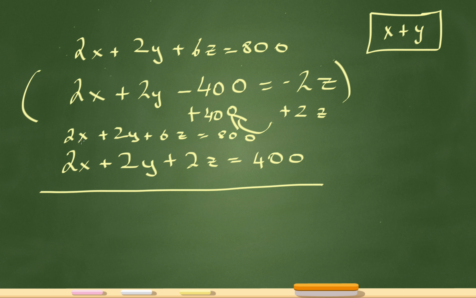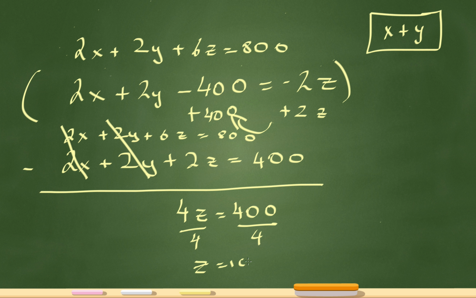Sorry if I did. I'm going to subtract these two equations straight down, and what that's going to do is get rid of the x variable and the y variable. So check it out. What's 2x minus 2x? 0. What's 2y minus 2y? 0. What's 6z minus 2z? 4z. And what's 800 minus 400? 400. So now I'm able to solve for the z variable. Okay, so I got z, and z equals 100.